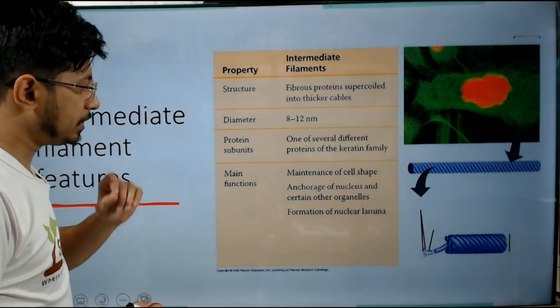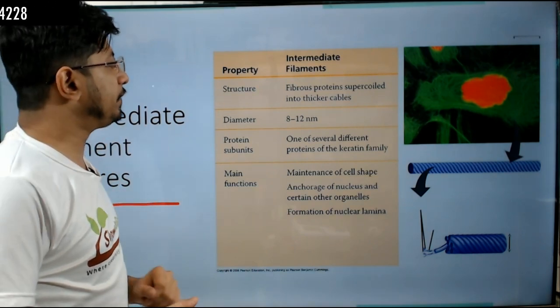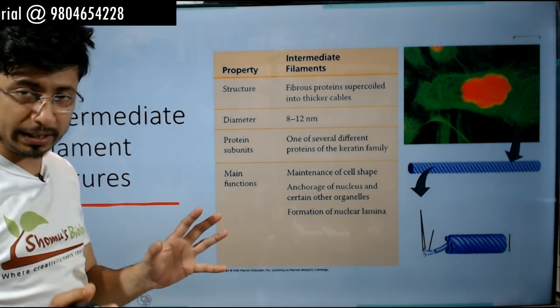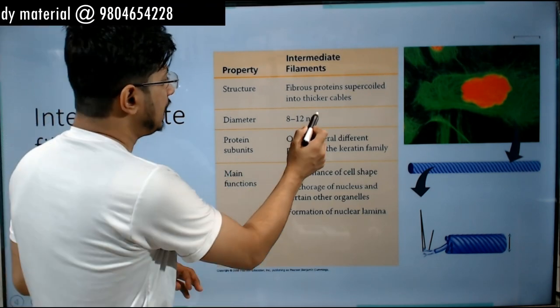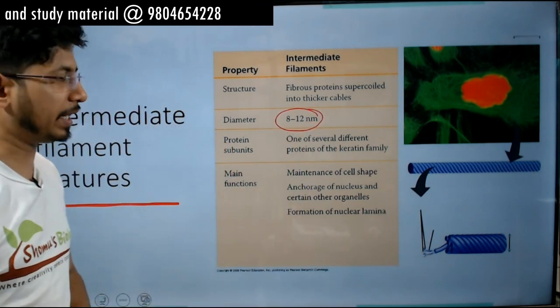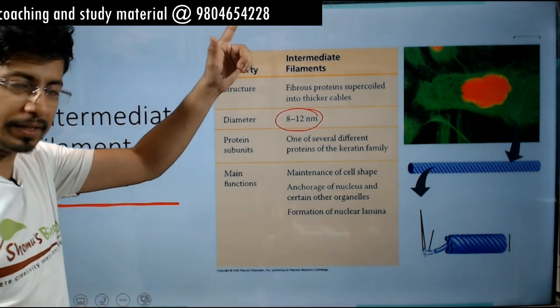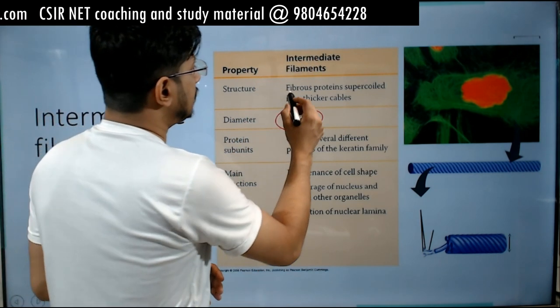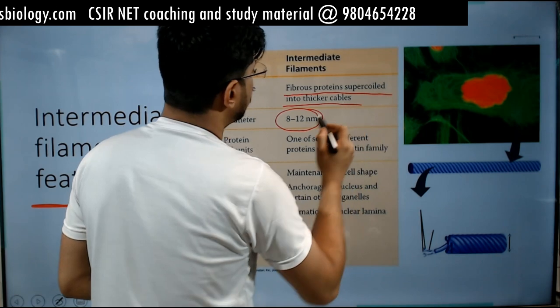Now, intermediate filament. Intermediate filament is made up of different kinds of proteins, collagen, keratin. You take the fibrous protein, and they make these filaments. The diameter is 8 to 12 nanometers, which is intermediate between the actin filament diameter and the microtubule diameter. Structure: it's fibrous protein supercoiled into thicker cables.